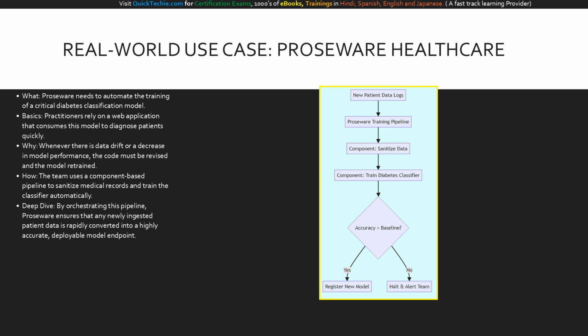If the new model performs worse than the current live model, the pipeline branches to no, halting the process and alerting the team. If it performs better, it branches to yes, automatically registering the new model for deployment. This ensures quality control at scale.